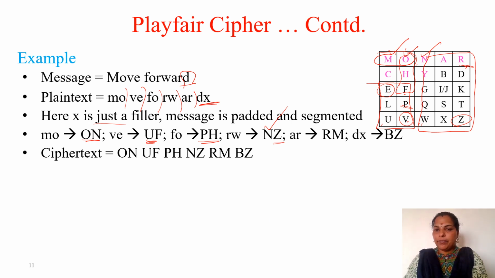Then AR: it is falling in the same row only, so we have to do wrap around. For A it is R and for R it is M. So RM. Then DX, D and X. So we have to form a box here, and for D it is B and for X it is Z. So BZ. So this is the ciphertext we got for the message move forward.